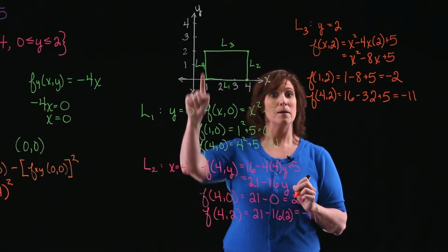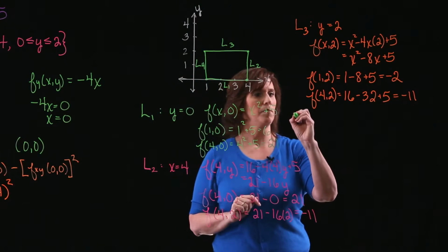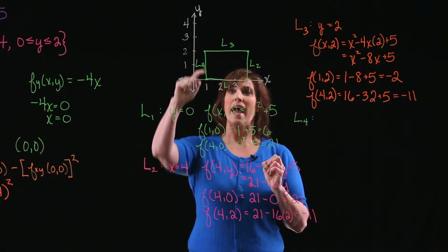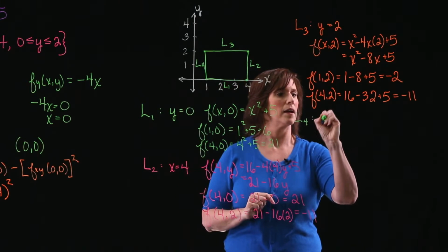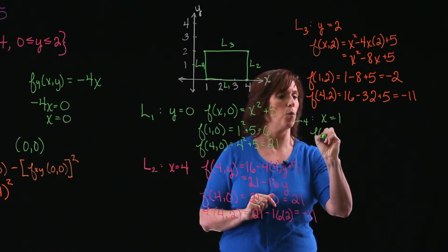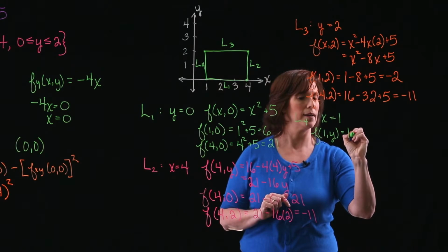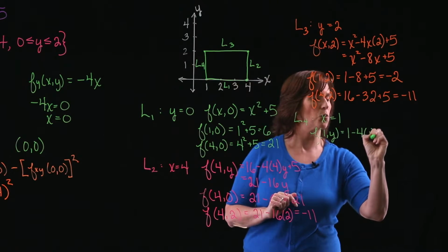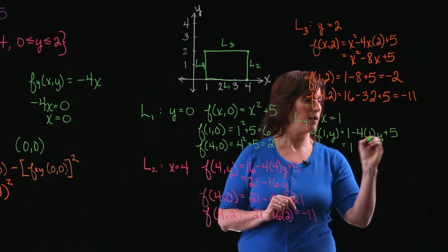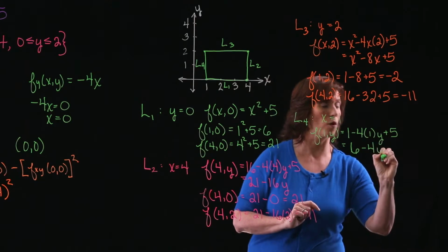All right, last piece of my boundary. I need to look at L4. So L4. Notice that the x value will always be 1. So I can rewrite my function as the function f of (1, y). So now it looks like 1 squared, which is 1, minus 4 times 1 times y plus 5, which reduces to 1 minus 4y plus 5, so that's actually 6 minus 4y.